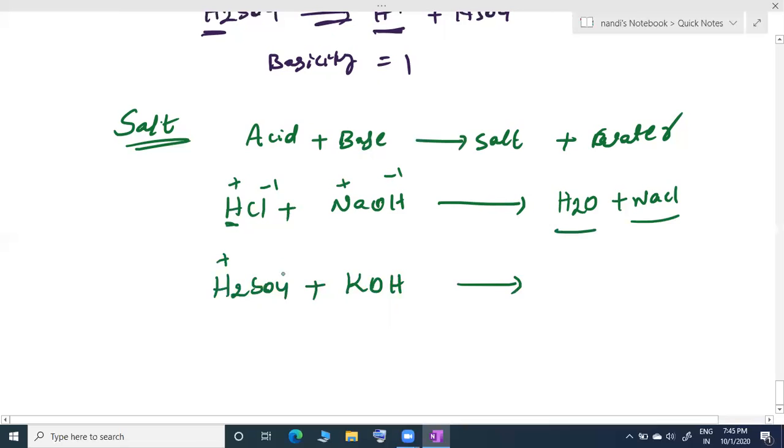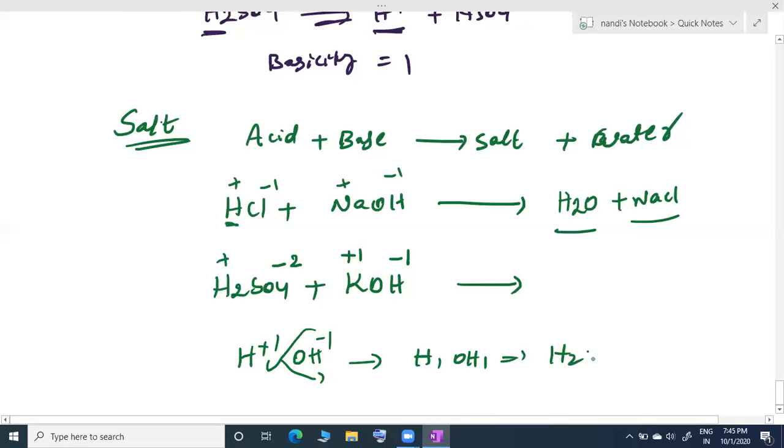Okay. This is minus 2. K is plus 1. This is minus 1. When you are writing here, after applying the crisscross method, then only you have to write it. Hydrogen is +1 and OH is -1. So you have to take only numbers. This 1 you can write here, here also 1. I can get here H1, OH1. So both are 1. I can write total. If you are adding H2O, you will get it.